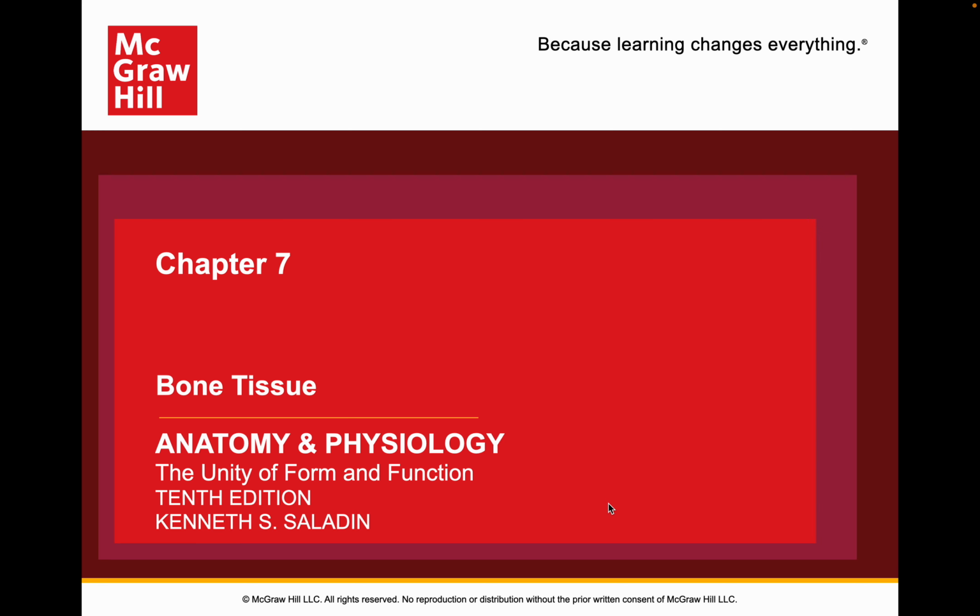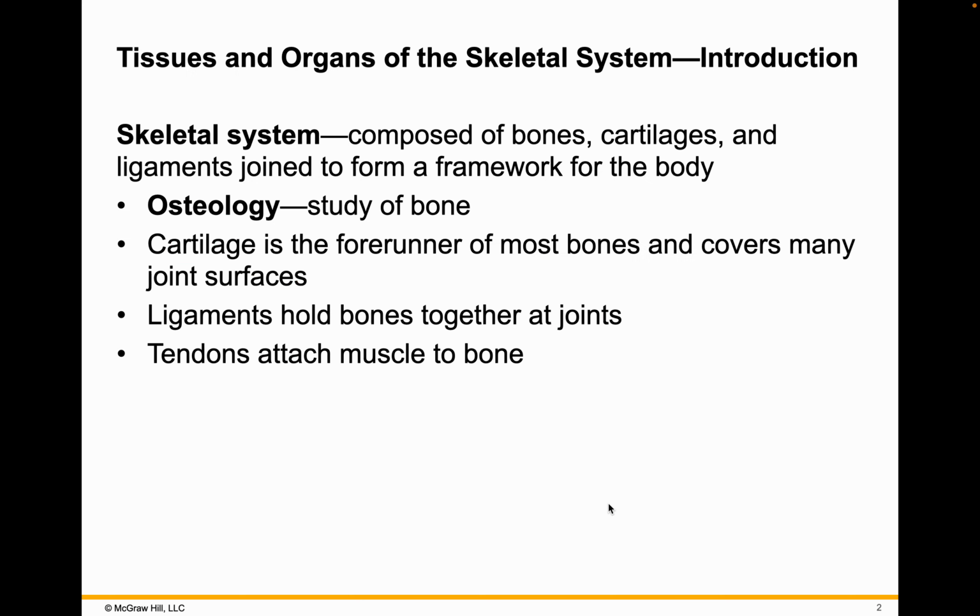So let's start with chapter 7, bone tissue. The skeletal system is composed of bones, cartilages, and ligaments joined to form a framework for the body. The study of bone is known as osteology, and cartilage is a forerunner for almost all the bones, and it covers many of the joint surfaces. Ligaments hold the bones together at the joints, while tendons attach muscles to the bones.